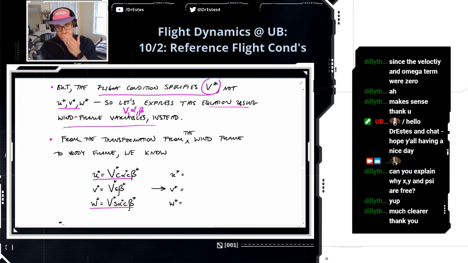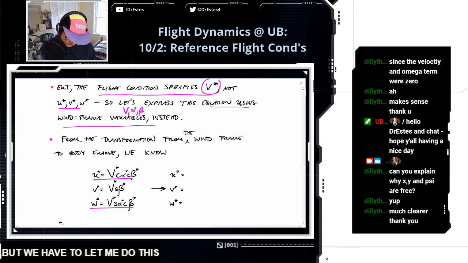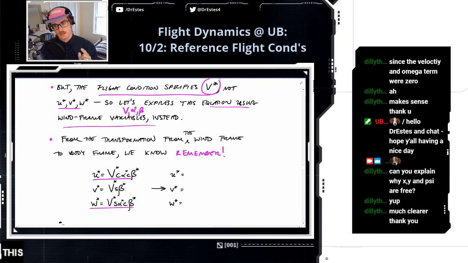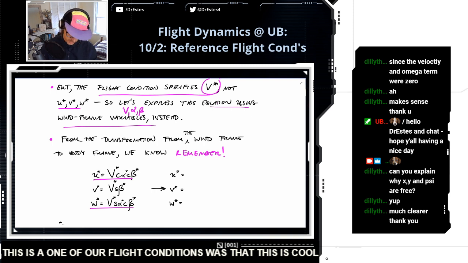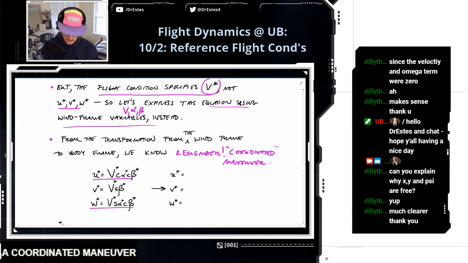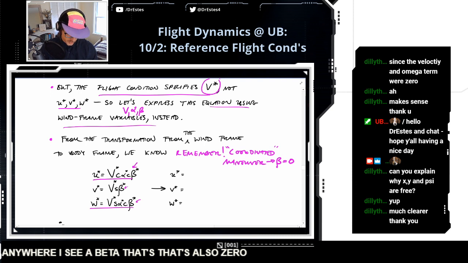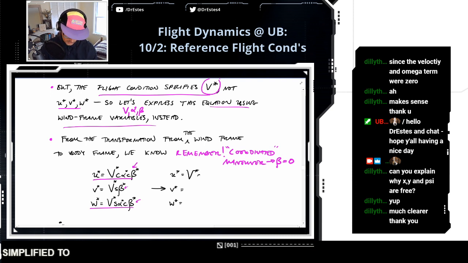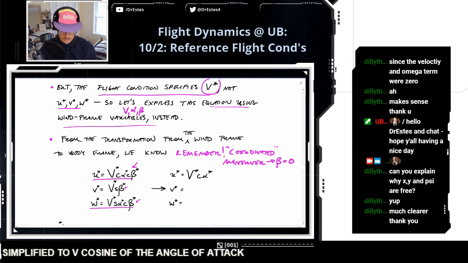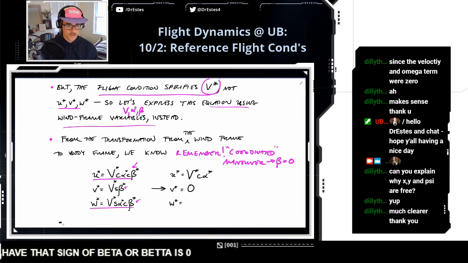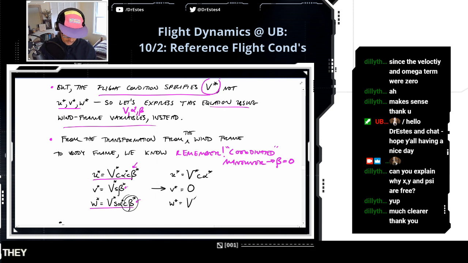Oh, but when we do this, remember, one of our flight conditions was that this is a coordinated maneuver. And that just means that the side slip is zero. So anywhere I see a beta, that's also zero. So that means U star is going to be simplified to V cosine of the angle of attack. V star is going to be zero because I'm going to have that sine of beta where beta is zero. And this cosine of beta is going to go to one. So this is just going to be V star sine alpha star.